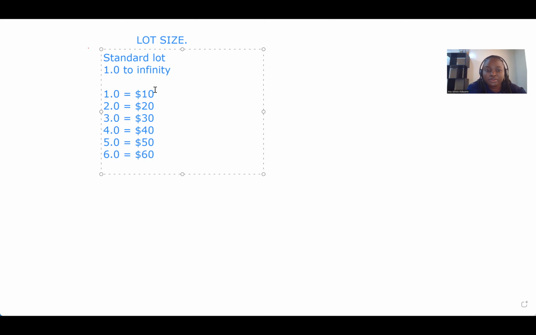And remember, it goes to infinity. So if you use 100.0, 1 pip in your direction is $1,000. And to infinity, you could use 100.0, 500.0, 250.0. It's all your choice. It's your risk, it's your reward, it's your profit. So this is when it comes to trading Forex.